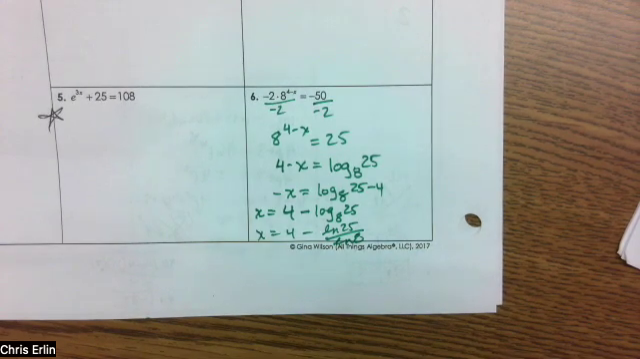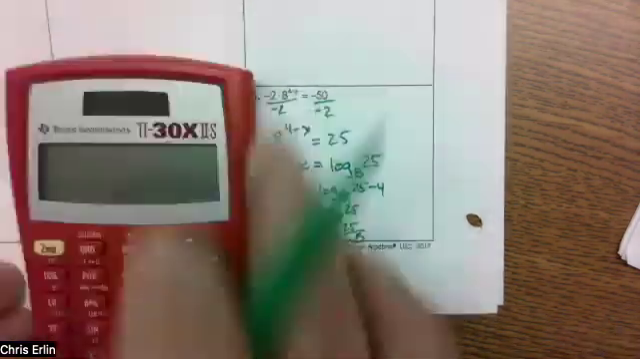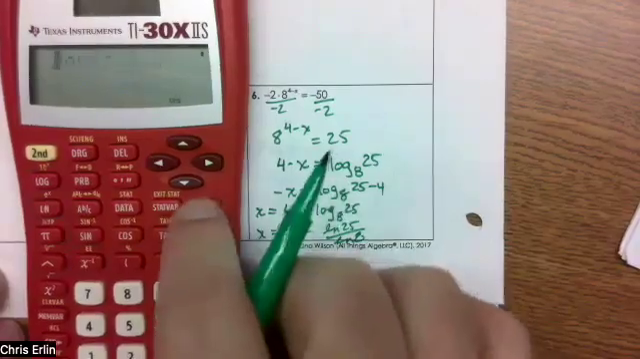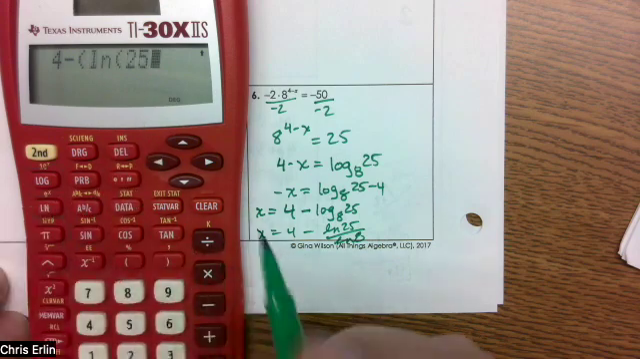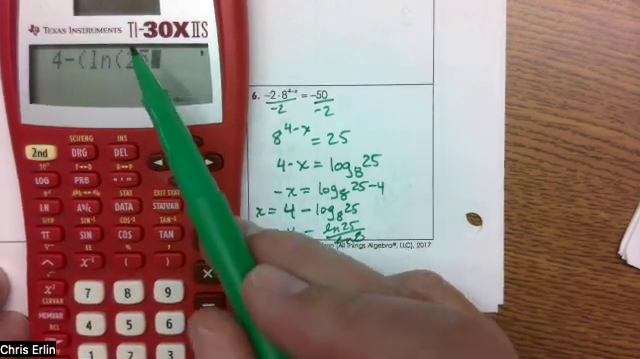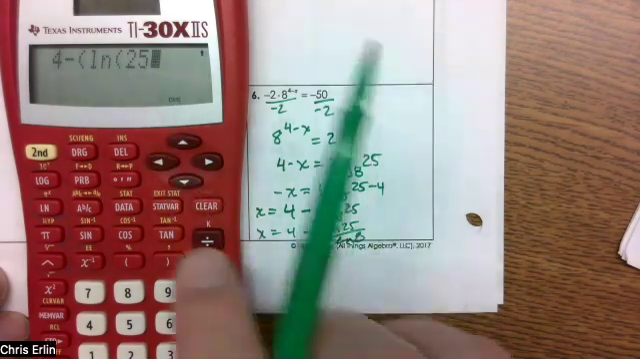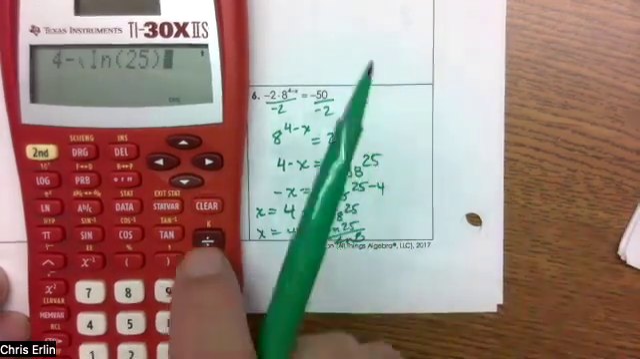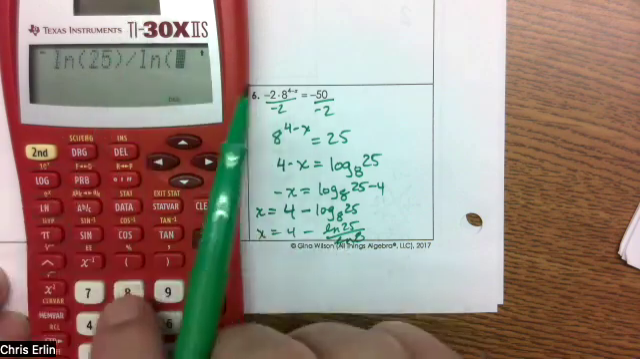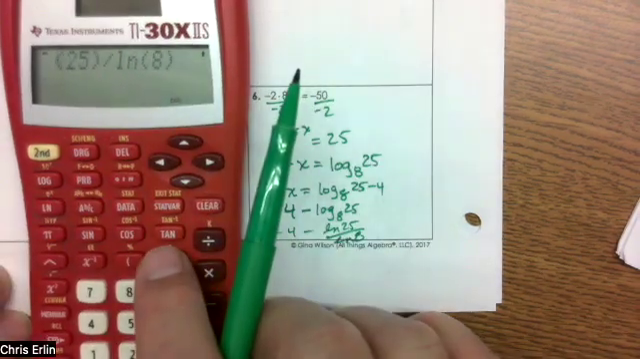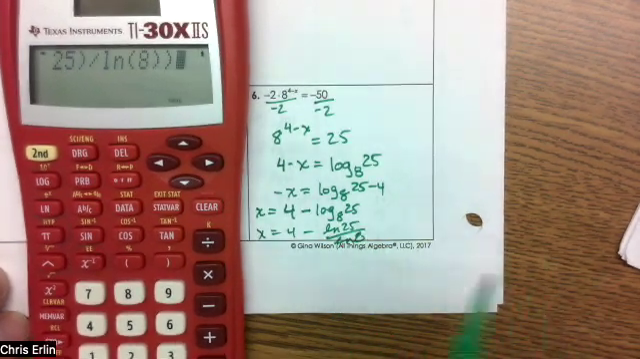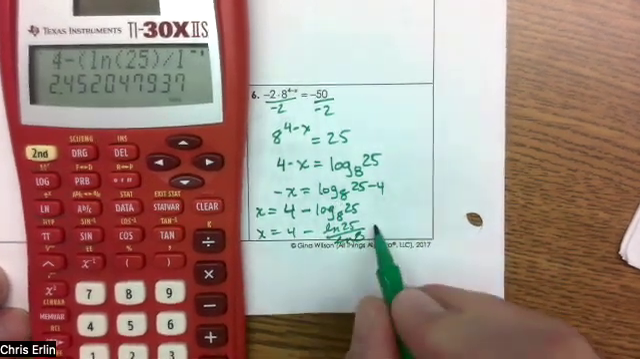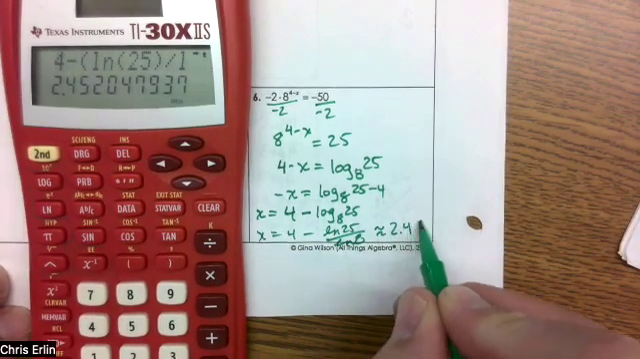And let's try with our calculators to see if we can evaluate what that is. 4 minus, I'm going to open up some parentheses and say ln 25. And notice that it opens up parentheses for me at the beginning of the 25. So I have to close that and then divide it by ln of 8. Close that, and then close the whole thing. There's a lot of parentheses going on here. In this case, I get approximately 2.45.